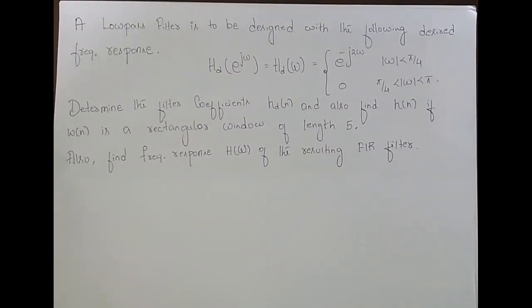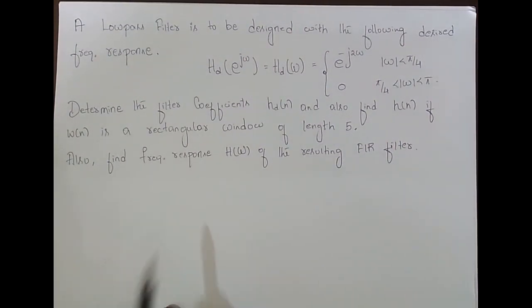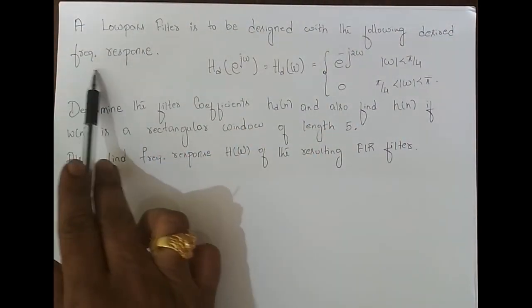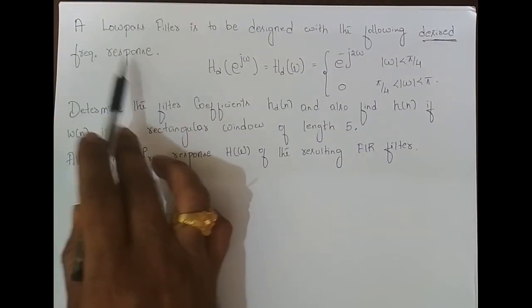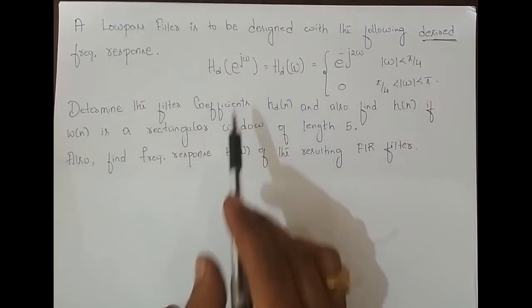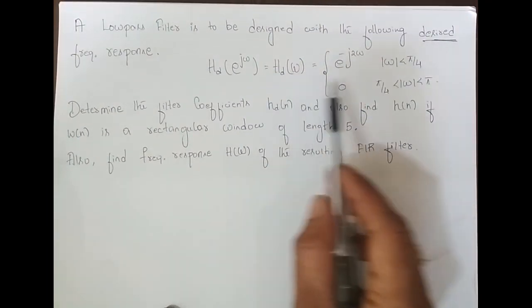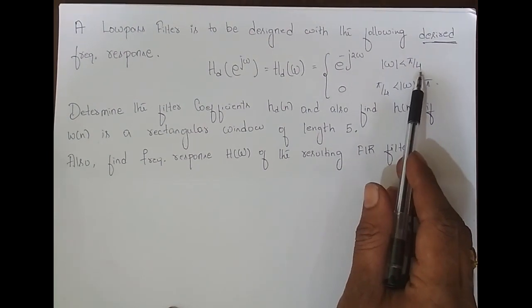Hello everyone. In this video, we are going to take up one example to design an FIR filter, and the filter specification is as shown. A low pass filter is to be designed with the following desired frequency response: HD of e power j omega, but in short we can call it HD of omega, is e power minus j2 omega for magnitude of omega less than pi by 4.